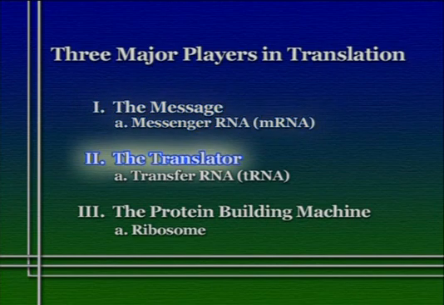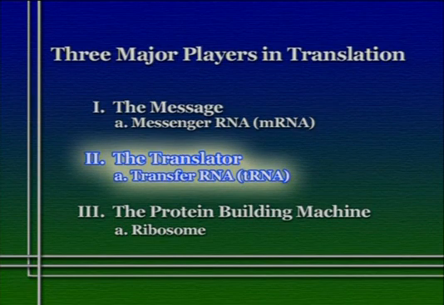The translator is a molecule of a different kind of RNA that we call transfer RNA, or tRNA for short. Now, I say this is a different kind of RNA. It's actually just RNA. It's a relatively short strand of RNA, only about 80 nucleotides long. It's different in the sense that it has a different function.